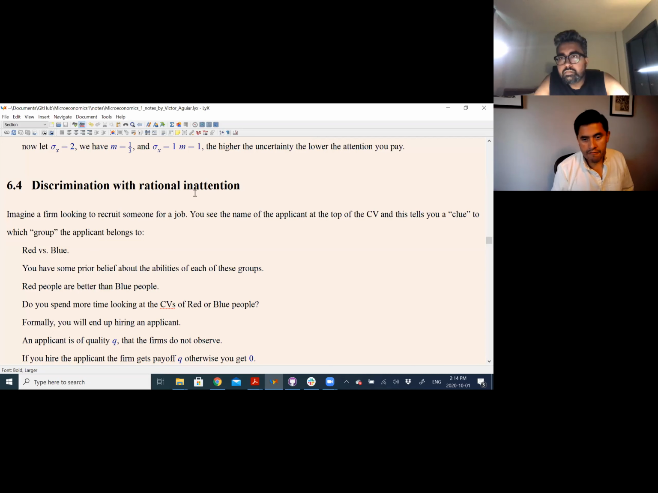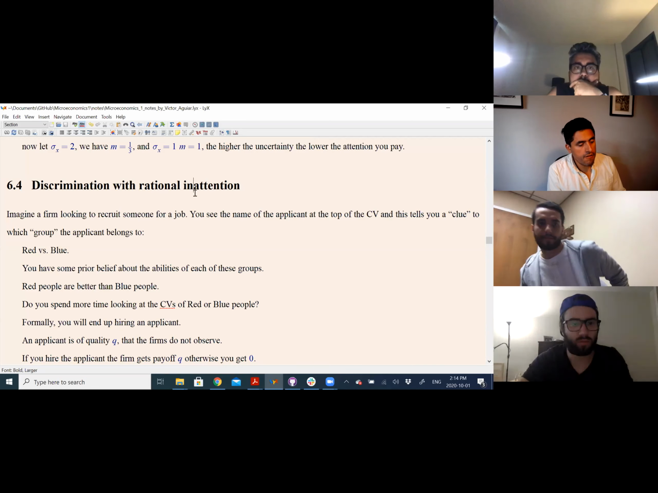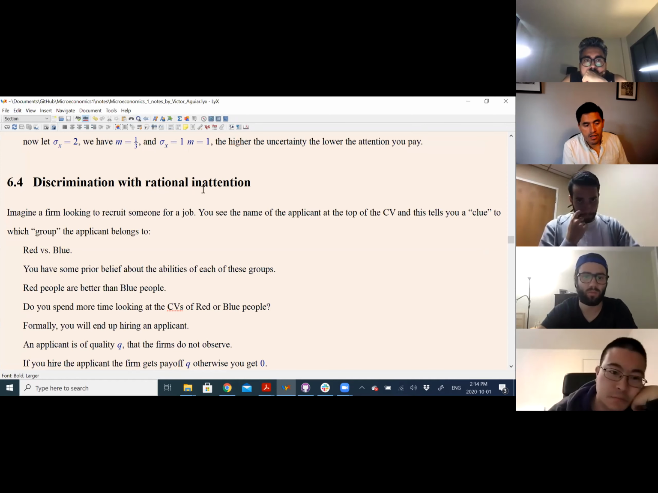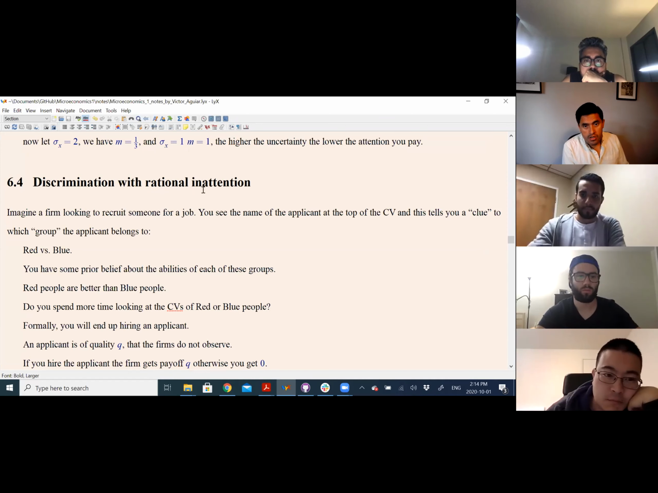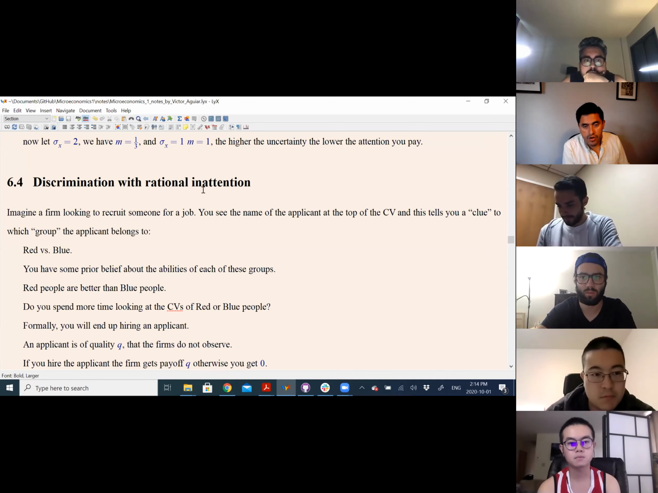So we're going to finish this class with discrimination with rational inattention. So what is the problem? We're going to use this model of rational inattention for a model of hiring. You have a firm, or for instance a landlord, that wants to hire someone or wants to rent the house.